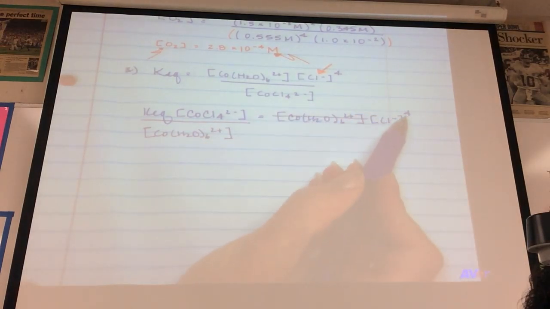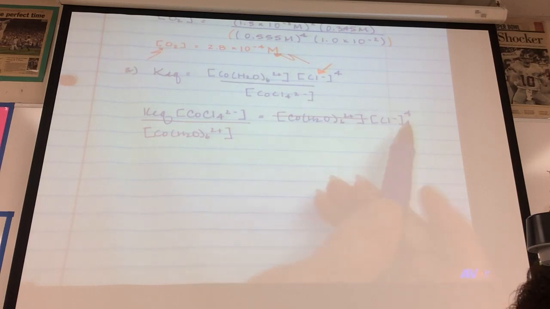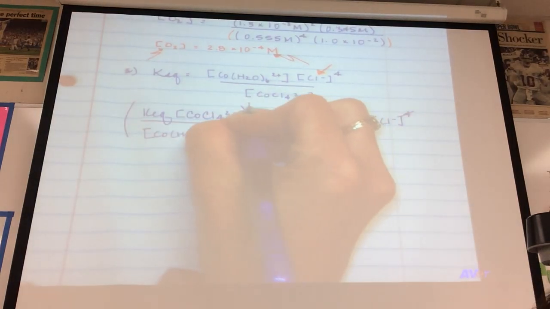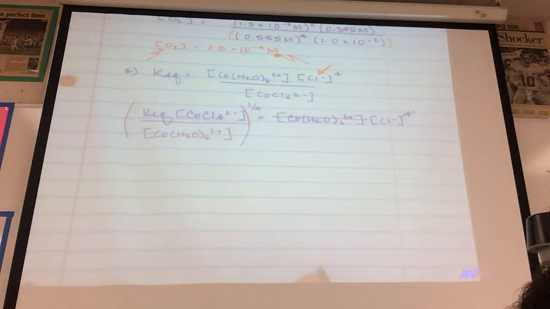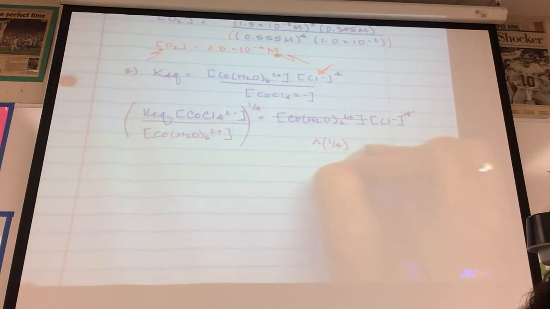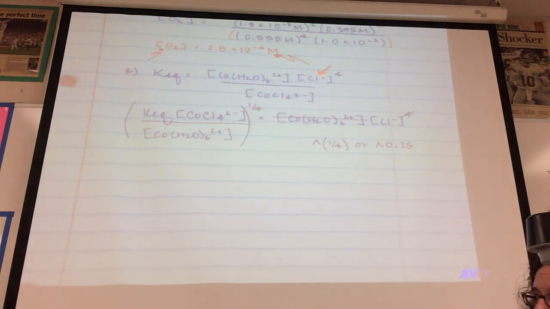But this is to the 4th power, and I want it to the 1st power. So 4 times what fraction is 1? 1/4. So to get this to the 1st power, I have to take this to the 1/4 root. And in your calculator, you can do arrow up, open parentheses, 1 divided by 4, or arrow up 0.25, whatever's easier for you.